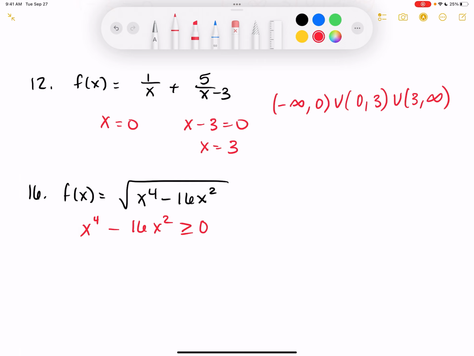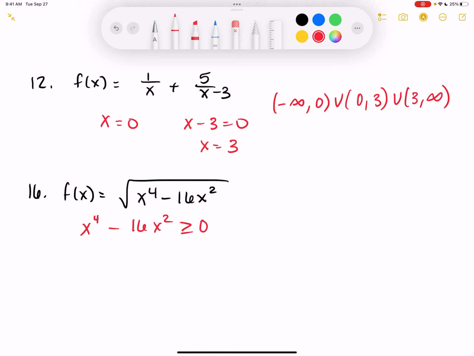And then we're just going to factor to break it down. So what would this factor into? It would be x squared times x squared minus 16. And then what can that break into? X minus 4 times x plus 4. Make sure you don't forget the x squared that's out front.